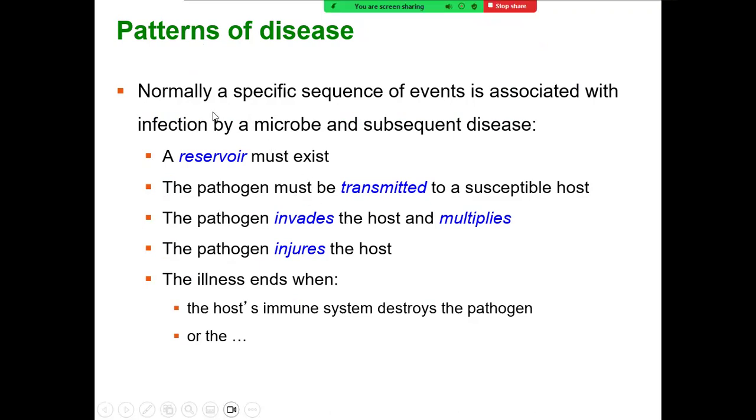Let's talk a little bit about the patterns of disease. Normally, there's a specific sequence of events associated with infection by a microbe and the subsequent disease. First of all, there must be a reservoir of the disease existing in order for a disease to hit a population. So in order for disease to hit, you have to have a reservoir of the disease. And let's talk about COVID-19. There was no reservoir of disease before 2019, and so there was no COVID-19 before 2019.